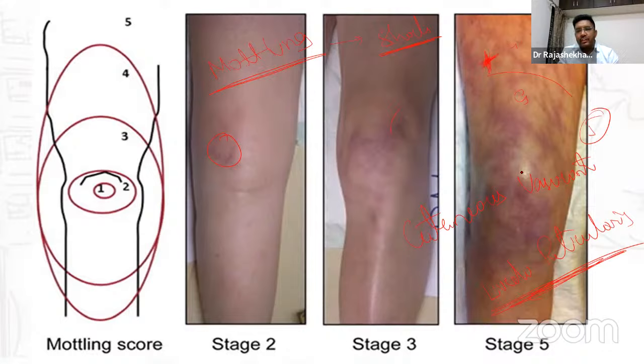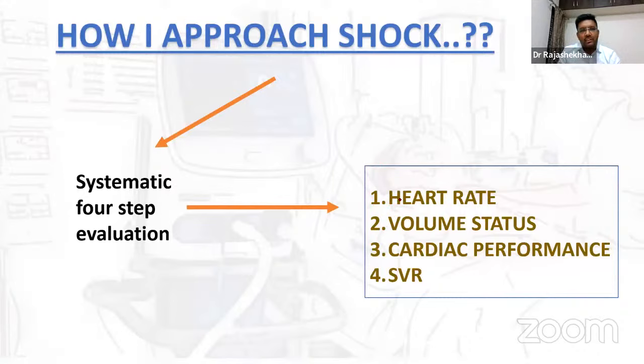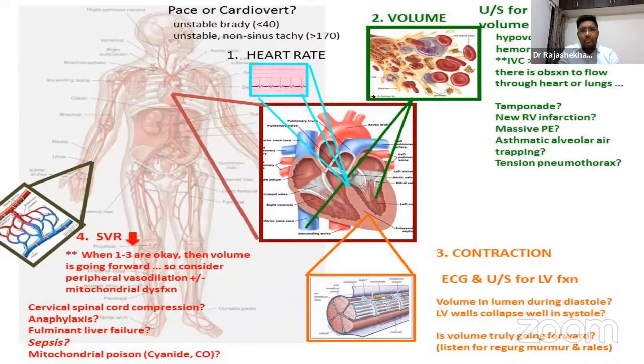And how I approach shock, if you want to know, I go into a four systematic step evaluation whenever I see or suspect shock. First, I look at the heart rate, then I look at the volume status. This is clinical plus the USG probe, then the cardiac performance, the 2D echo. Then if all three are normal, then I suspect it is a systemic vascular resistance abnormality, and then it is a distributive shock.